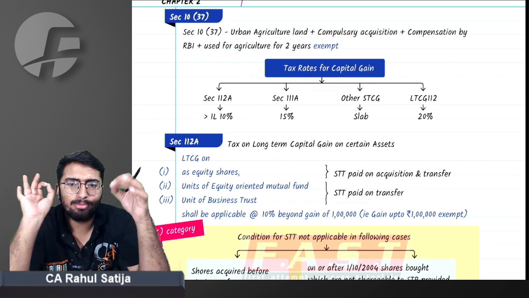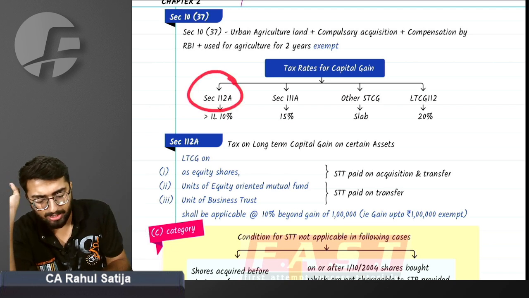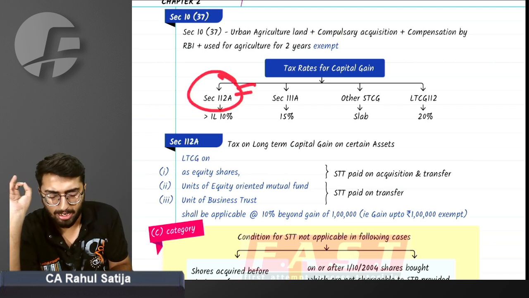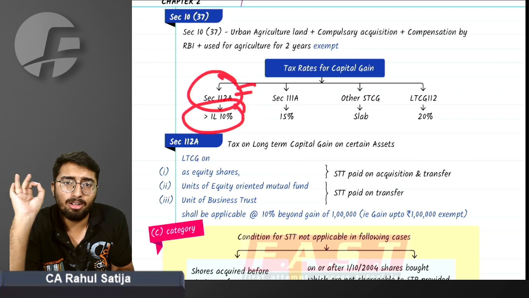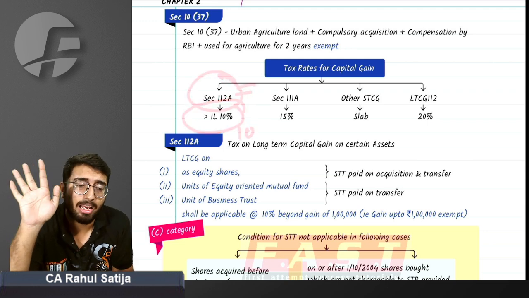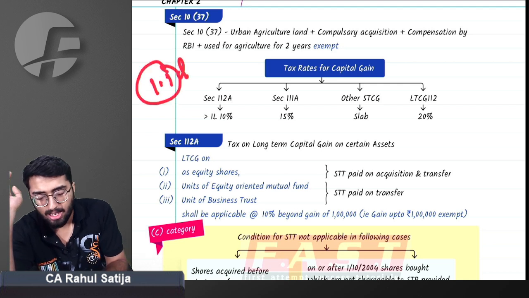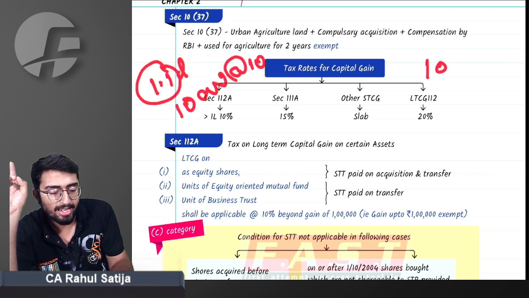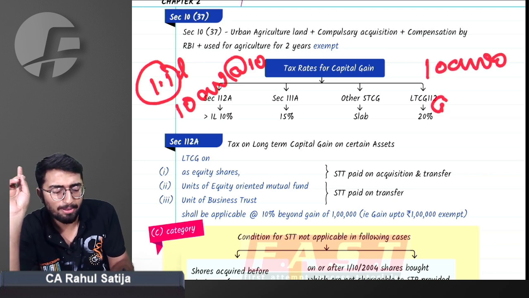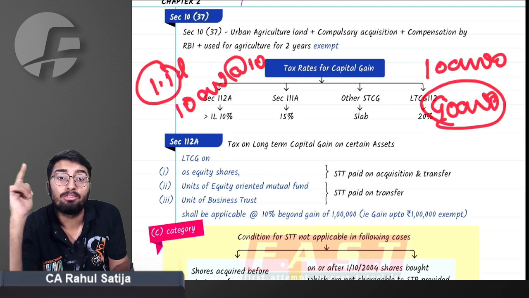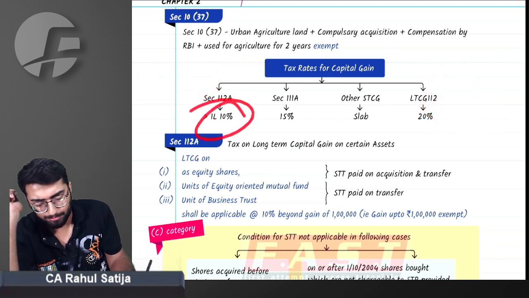All of you are aware of these basic tax rates. For securities mentioned under section 112A, long-term capital gain will be leviable at the rate of 10% over and above the capital gain of 1 lakh. For example, if we have a capital gain of 1.1 lakh, tax will be levied on 10,000 rupees at the rate of 10%. If capital gain is 10 lakh rupees, tax will be levied on 9 lakh over and above 1 lakh rupees at the rate of 10%.